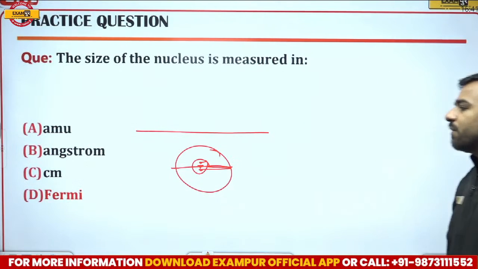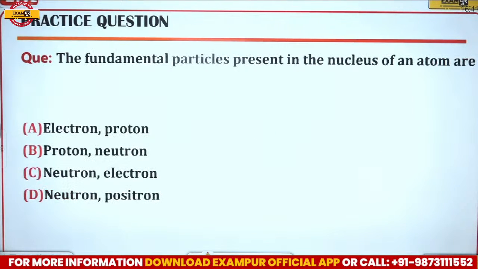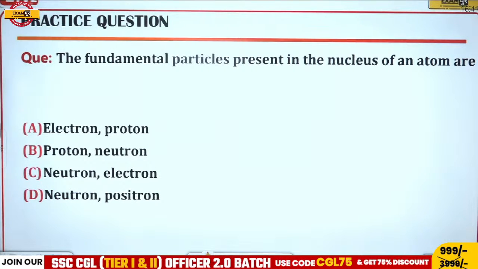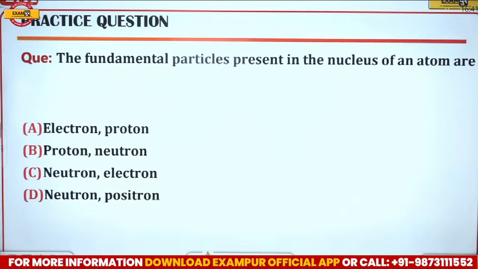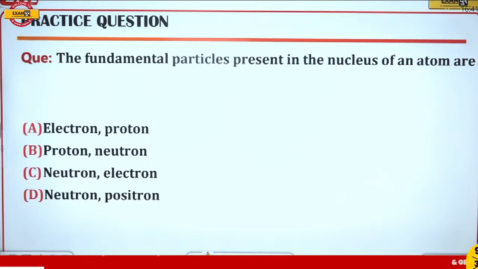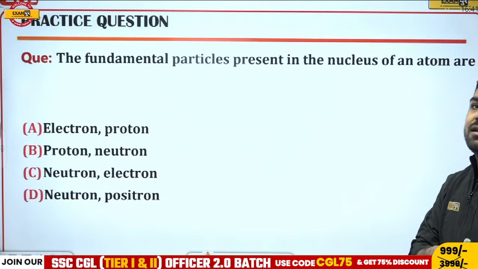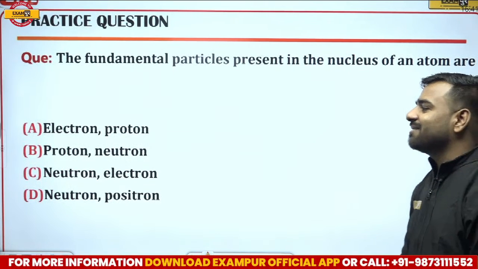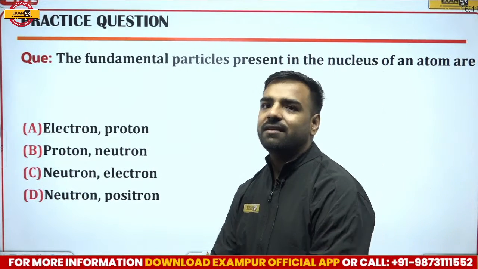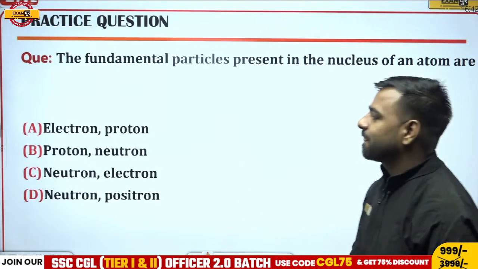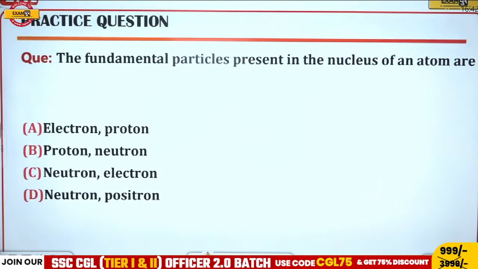Okay, let's move forward with the next question. The fundamental particles present in the nucleus of an atom are what? Is it electron and proton, is it proton and neutron, is it neutron and electron, or is it neutron and positron? What is the correct answer over here? So Denady, Manish, Anupam, who would be the first one to answer this? We have already discussed the size of the nucleus. So Anupam is the first one to answer: proton and neutron. Great. So Denady and Manish, your answers are still pending.